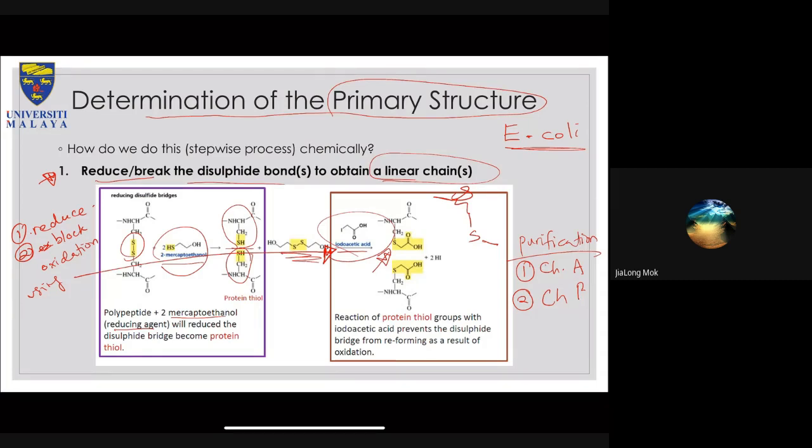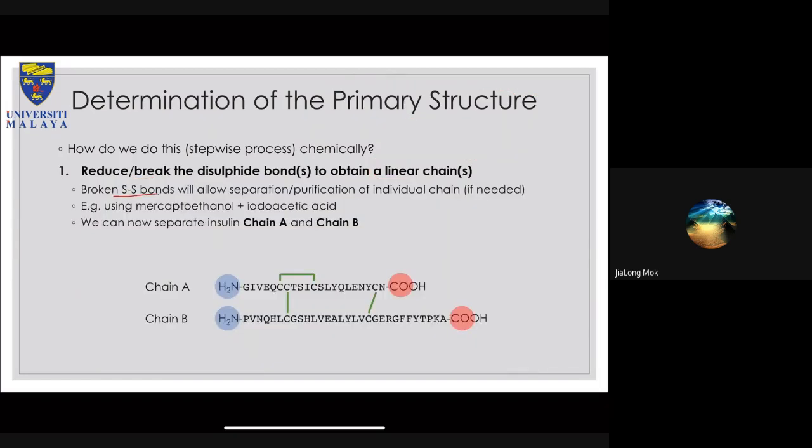So this is more or less the same thing as what I've just said. You break the SS bond to allow separation or purification of individual chains, use mercaptoethanol and iodoacetic acid, and then you can separate the A and B chains. Those are in the primary sequence. Those are the two chains of an insulin. You have the top chain, chain A, and the bottom chain, chain B, interconnected via two disulfide bonds between the chains, and then one disulfide bond intra-chain.